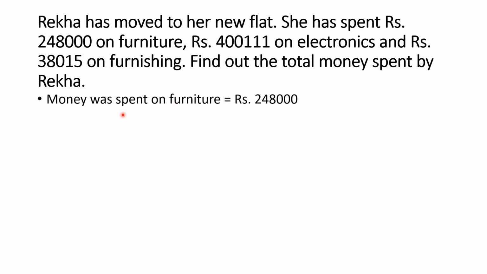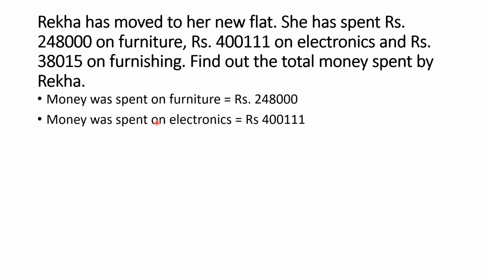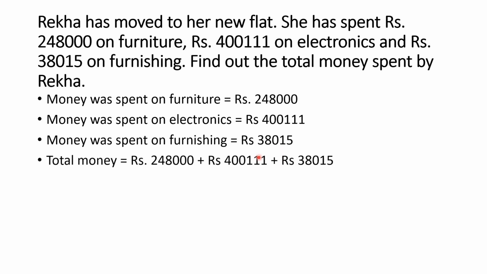It means money spent on furniture equals rupees 2,48,000. Money spent on electronics equals rupees 4,111. Money spent on furnishing equals rupees 38,015. To find out the total money, we will add all these three: rupees 2,48,000 plus rupees 4,111 plus rupees 38,015, and your answer will be this. It means Rekha spent rupees 6,86,126.